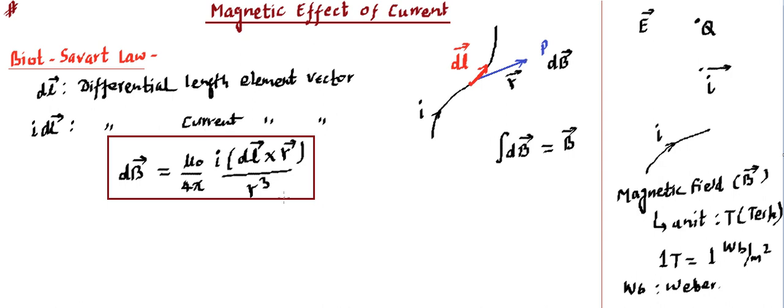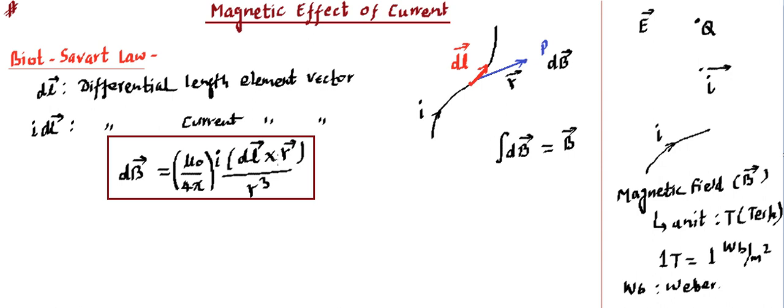So what are the quantities involved over here? We can see this dB is a differential magnetic field. It carries a magnitude as well as direction. Mu naught upon 4 pi is a constant. We will talk about it. It's just like in electrostatics we had 1 upon 4 pi epsilon naught. So here it's mu naught upon 4 pi. I is the current. You can see if I becomes 0, there will be no magnetic field existing. That means magnetic field is caused by the current.